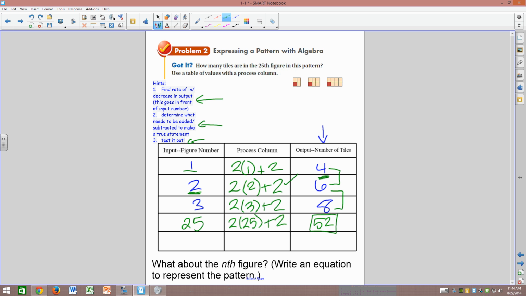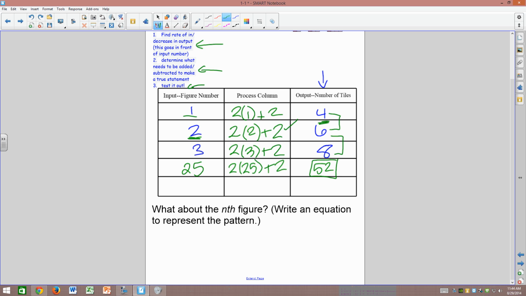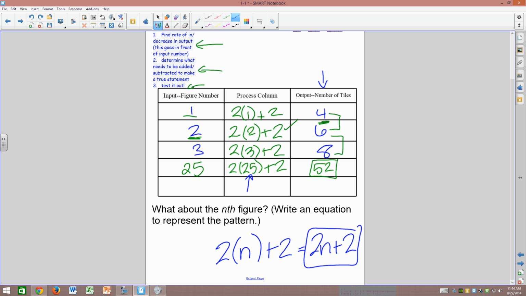The last thing here, the nth figure, what does that mean? That means whichever number we want it to be, so we have to generalize. This number represented the input number every time. So if we wanted to find the nth figure, we would put an n in there. Our little expression is 2n plus 2. That's the algebraic expression for any number of tiles that you want to figure out. Occasionally the textbooks ask you to write a rule, and that's what the rule is. It just means an expression.